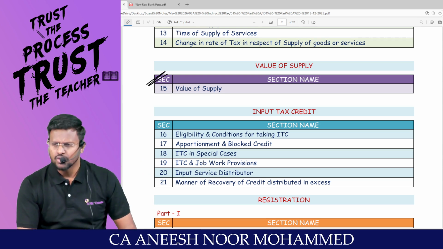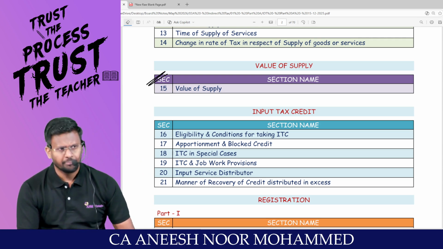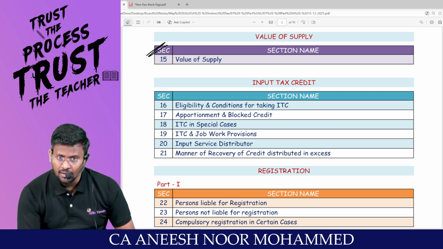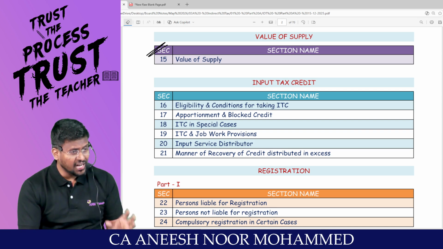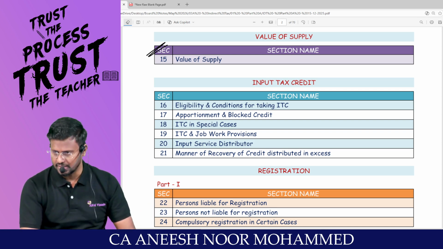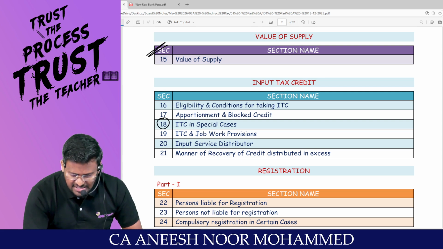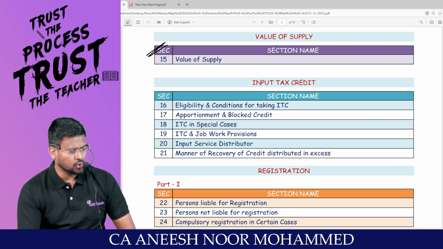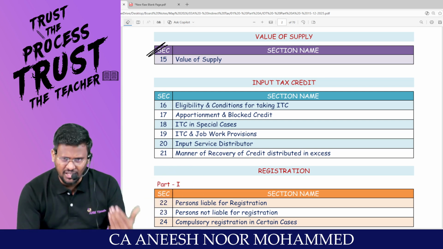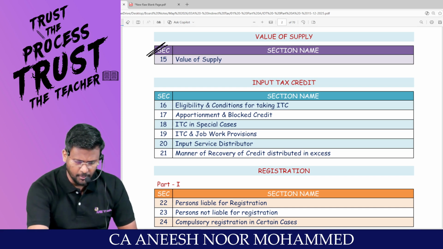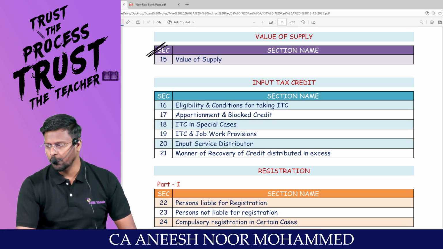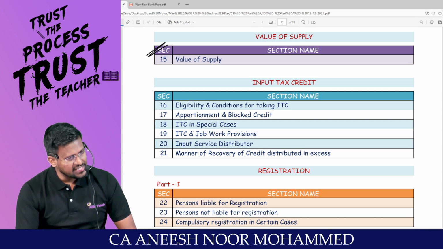Are you all really with me? So what is section 16? Basic section for ITC. What is section 17? Apportionment and blocked credit. My dear lovable students, there are certain special cases to take the ITC. That's section 18, ITC in special cases. In the Act there are certain special cases. So tell me, what is section 16? Basic section for ITC. 17, apportionment and blocked credit. Section 18, ITC in special cases.